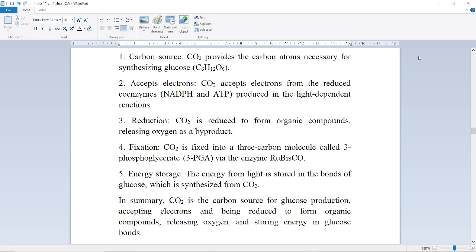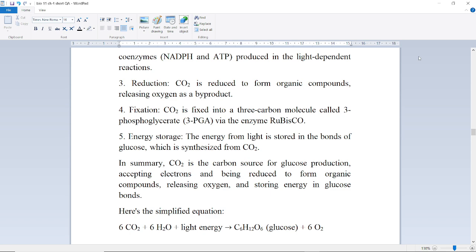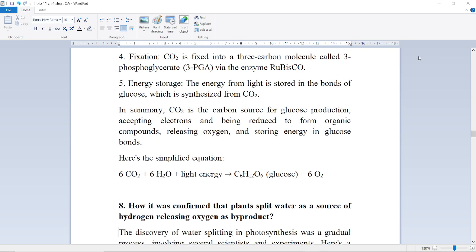In summary, carbon dioxide is the carbon source for glucose production, accepting electrons and being reduced to form organic compounds, releasing oxygen and storing energy in glucose bonds. Here's the simplified equation. 6CO2 plus 6H2O, 6 molecules of carbon dioxide plus 6 molecules of water plus light energy gives us C6H12O6, glucose, plus 6 molecules of oxygen, O2.